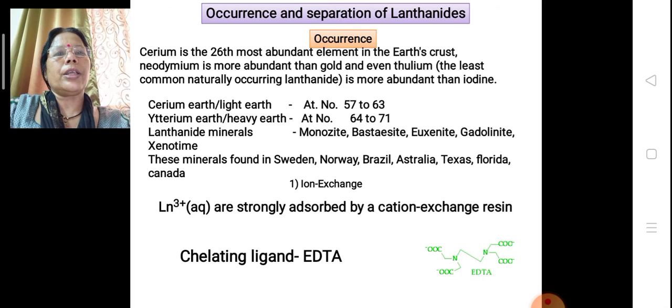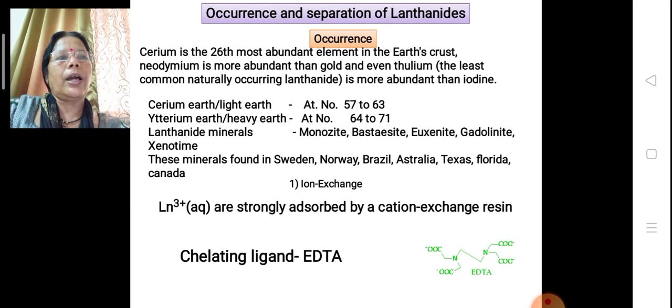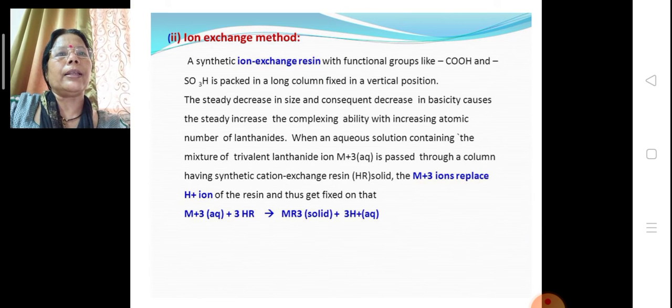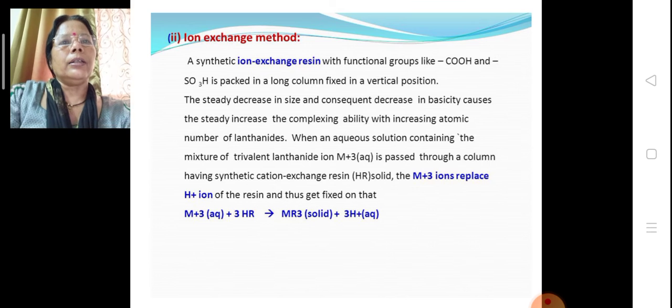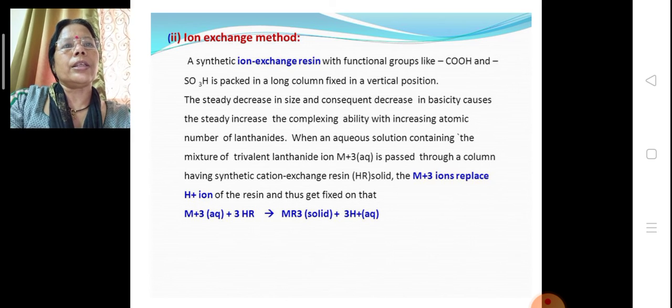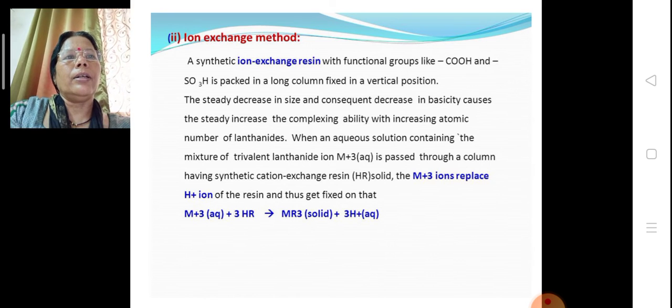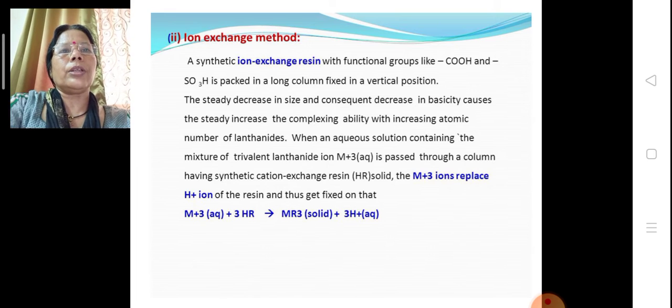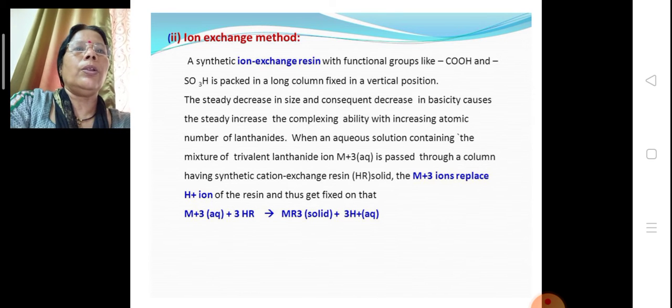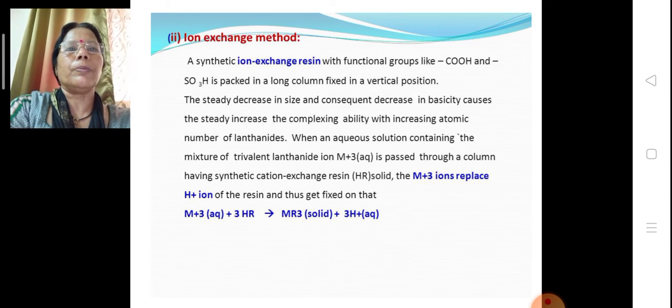In ion exchange, lanthanum 3+ ions are strongly adsorbed by cation exchange resin. A chelating agent is used for this purpose, so ions can be exchanged for the separation of the lanthanides. This method uses a synthetic ion exchange resin with functional groups like COOH and SO3H, packed in a long column fixed in a vertical position.